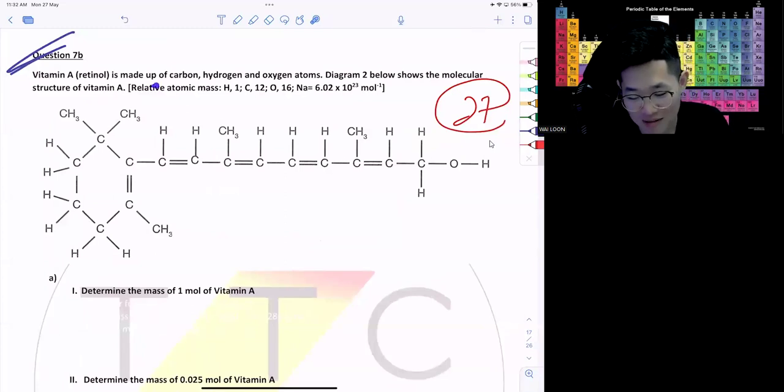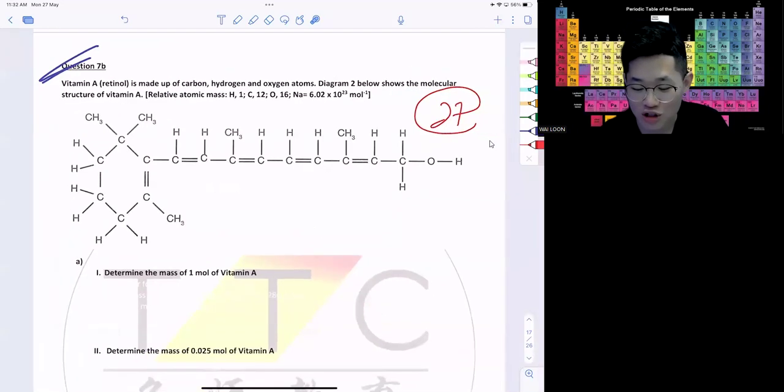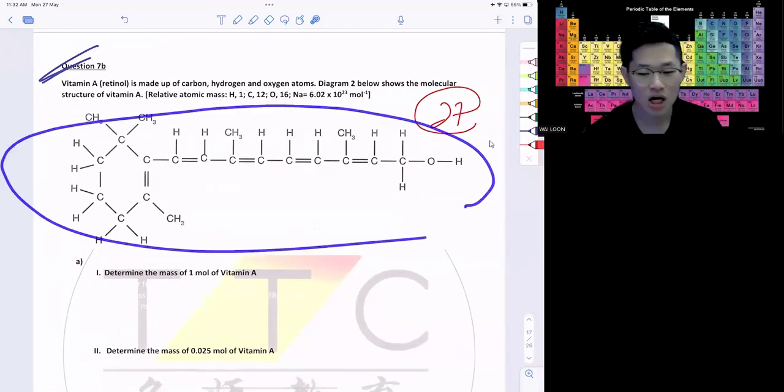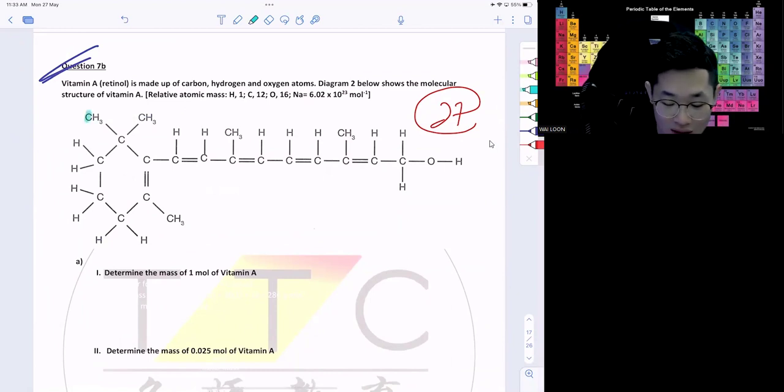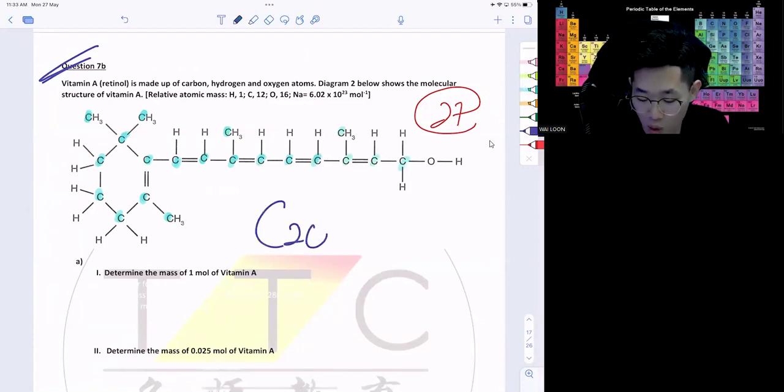So it's made of carbon, hydrogen, and oxygen atoms. It shows a molecular formula of vitamin A. When they give you a structure like this, all you have to do is count one by one. First, you count the carbon. There are how many carbon? 1, 2, 3, 4, 5, 6, 7, 8, 9, 10, 11, 12, 13, 14, 15, 18, 19, 20. C20.